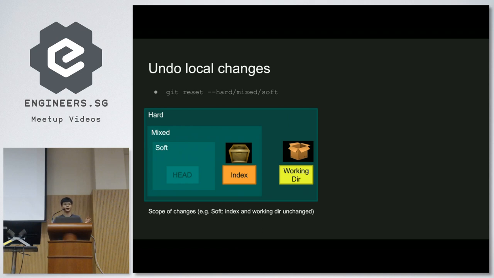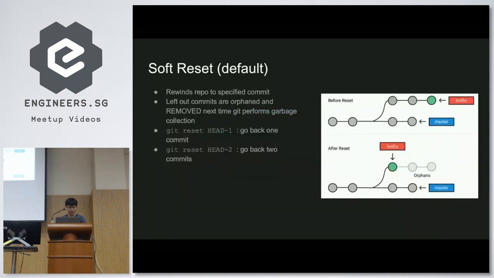So TLDR, if you feel that your code is beyond repair, git reset --hard is probably the best way for it. So let's look into a soft reset. A soft reset allows you to rewind a repo to a specific commit. You can imagine a world where you made three commits, you're three commits deep, you realize that you messed up and you want to go back.